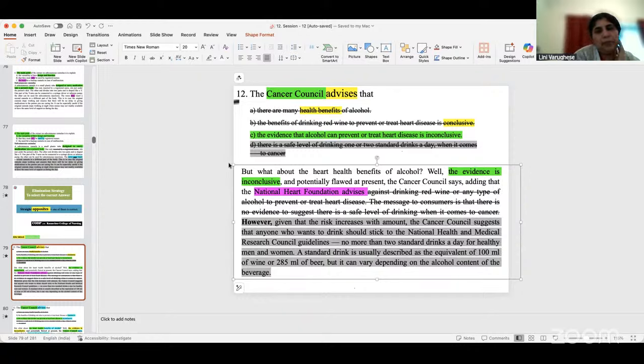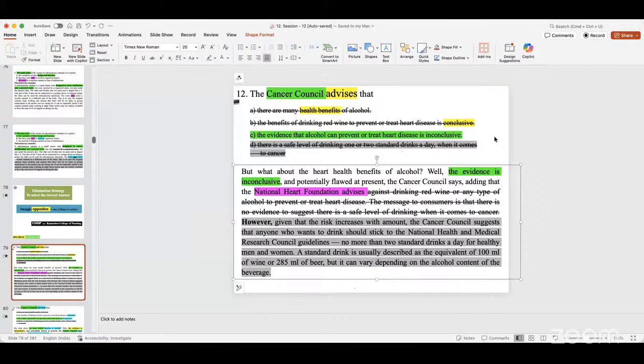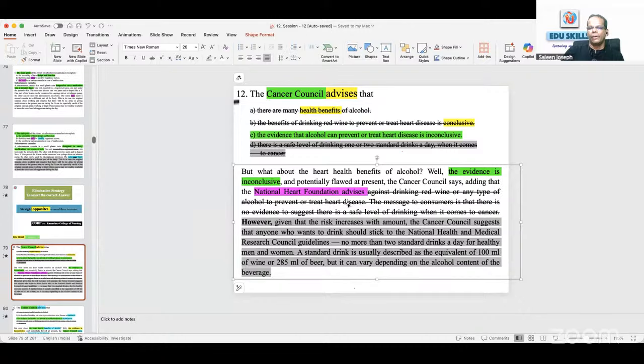No. But what about the heart health benefits of alcohol? The evidence is inconclusive. The evidence that alcohol can prevent or treat heart disease is inconclusive. Paraphrasing. Is that clear? Yes, sir. Now there is a contrast word, but there is one more question from the same paragraph. The answer is below: no more than 2 drinks a day. We are not dealing with it now to save time, because this is the answer for the next question.